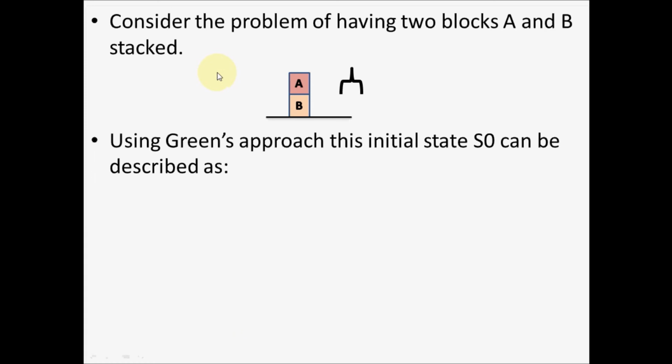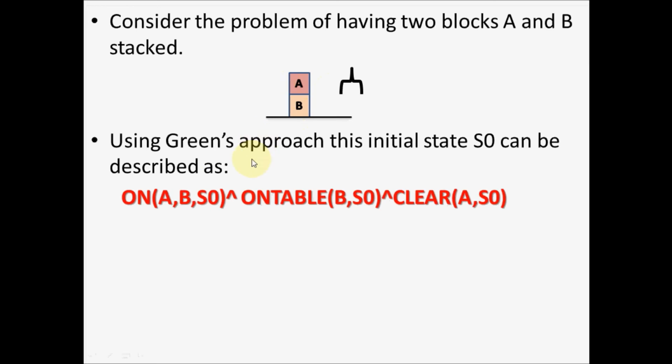Now, what can you see in this particular current state? The first thing is block A is on block B. So I'm going to use the on predicate. So the first predicate is A on B, right? And I'm assuming that this is initial state S naught. Green said one way of representing the current state is by writing the different predicates which are true in that particular state. So first thing, to describe this state, A is on top of B, right? So block A is on B in state S0. So this is true.